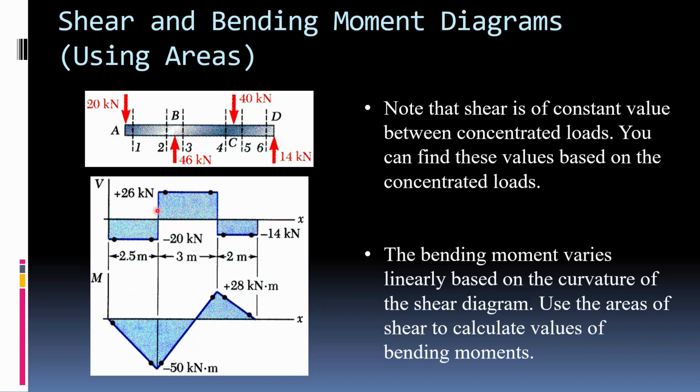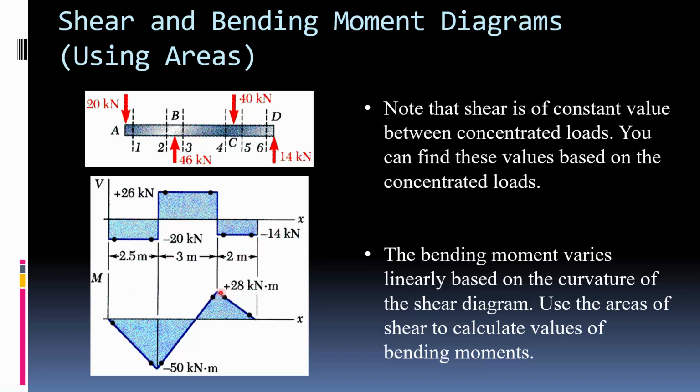Now, what is the area of this part right here? It's 26 times 3. So 26 times 3, 25 times 3 is 75, 76, 78, right? So it's going to go from here, it's going to increase by 78 because this is positive, right? So I'm going to go up 78. So 50 of it is up to 0, and then up to here to positive 28. And then lastly, this area here under the shear curve is 14 times 2, so that's 28.